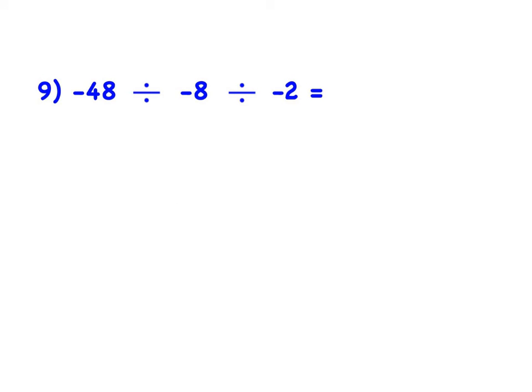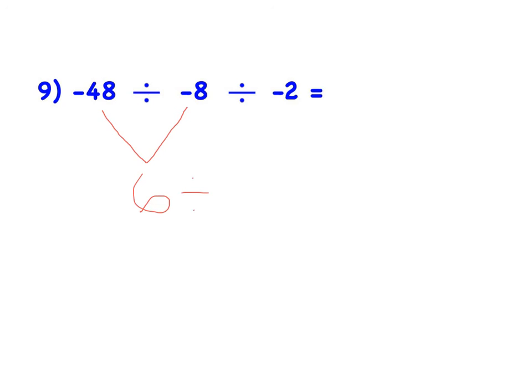All right, with this one, we want to make sure that we always go from left to right. If we go out of order, for example, if we did the division between -8 and -2 first, we will get the wrong answer because we aren't following order of operations. So I'm going to start out by finding the quotient of -48 and -8. Negative divided by negative is positive. 48 divided by 8 is 6. Got that? So that's the quotient of the first two.